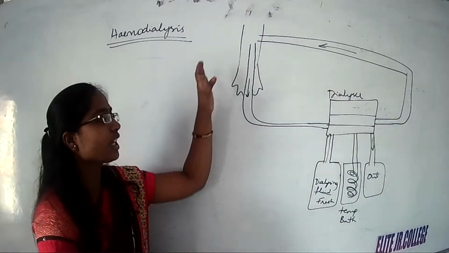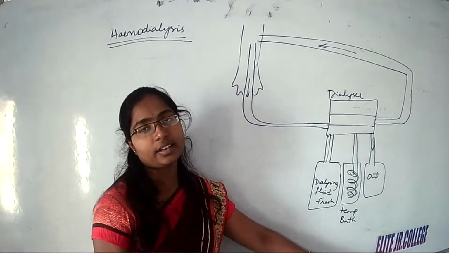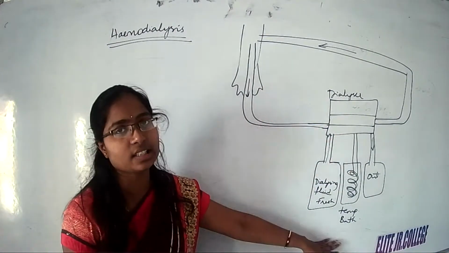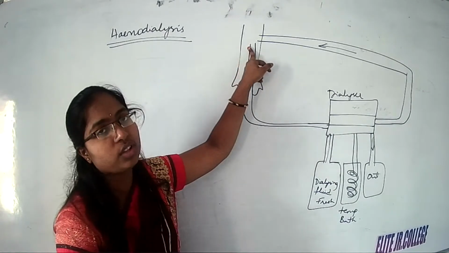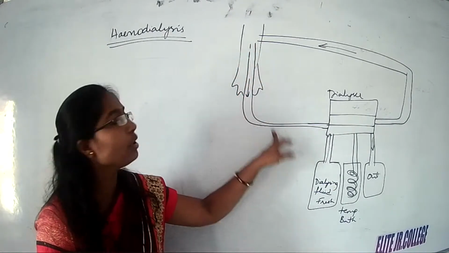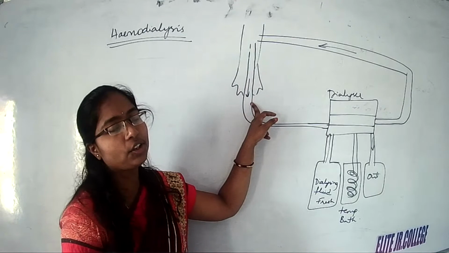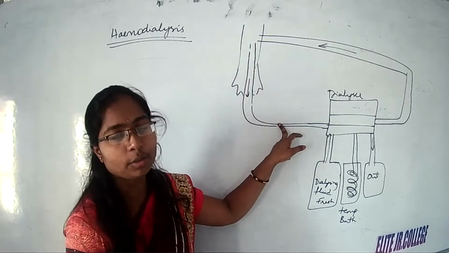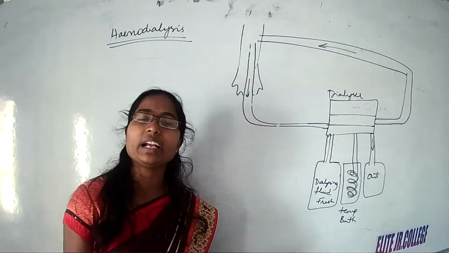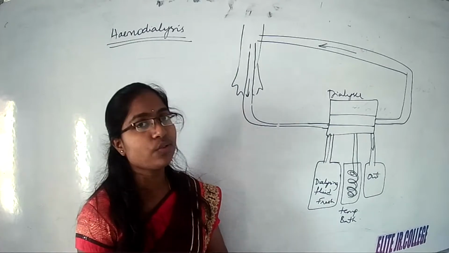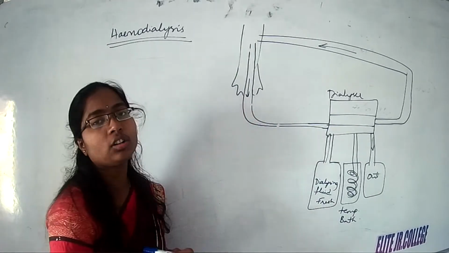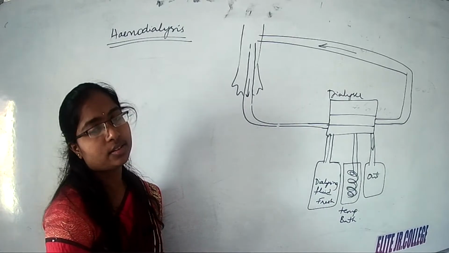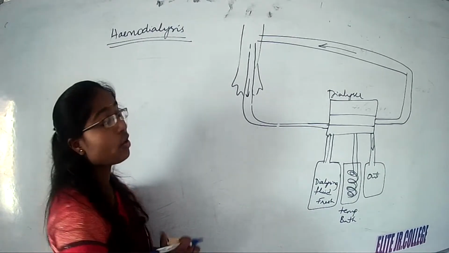So this is just a rough figure for our understanding of how dialysis is performed. First, from the main artery of the affected individual, the blood is drawn out. Whenever the blood is drawn out of the body, there is a chance for the blood to get clotted. Is it clear?